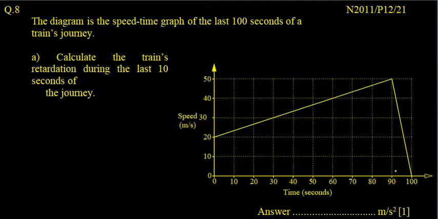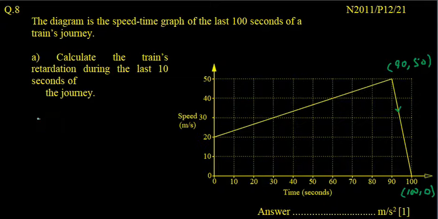So the last 10 seconds is the retardation, and retardation is the slowing down of the train until it comes to rest. Retardation starts when the time was 90 and the speed was 50 meters per second, and finally when it reached rest the time was 100 and the speed was 0. So the retardation is the slope of the line.